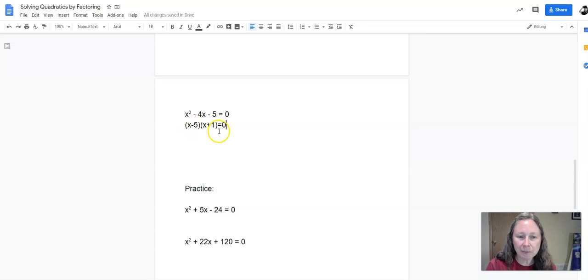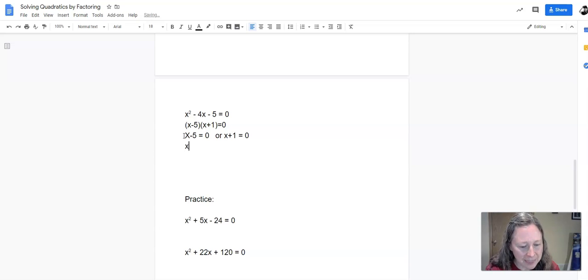Now I've got two terms. When I multiply them, I get 0. So one of them has to be 0. X minus 5 could be 0, or x plus 1 equals 0. And so in this case, x must be 5. And in this case, x must be -1.